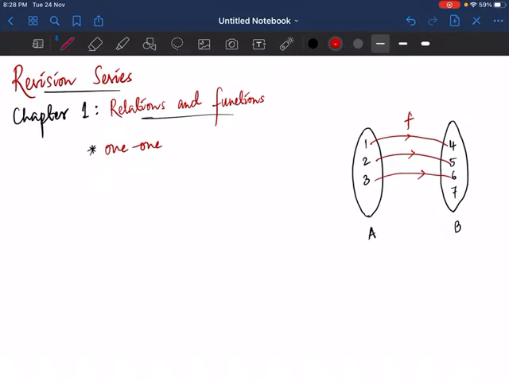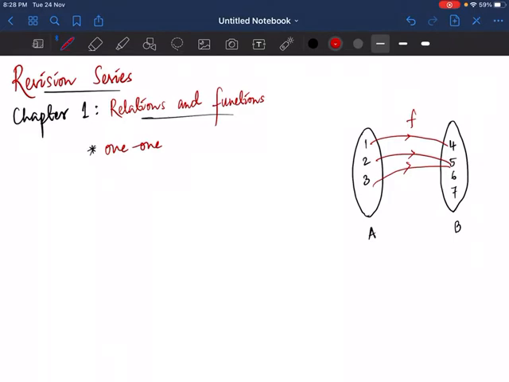Now you might be asking, suppose I have a function like this. Now this one is still a function, but it is no more a one-one function. This one will be a many-to-one function. Why? Because the image 5 is common to both 2 and 3. So this is not a one-one function. So we have understood the idea of one-one function, right?